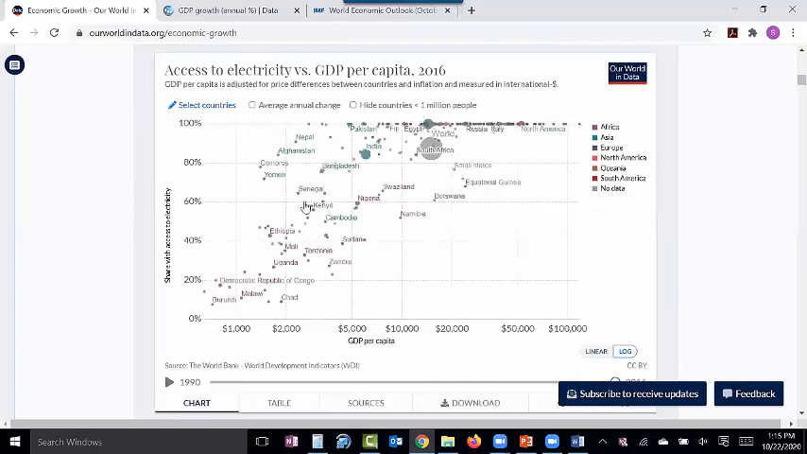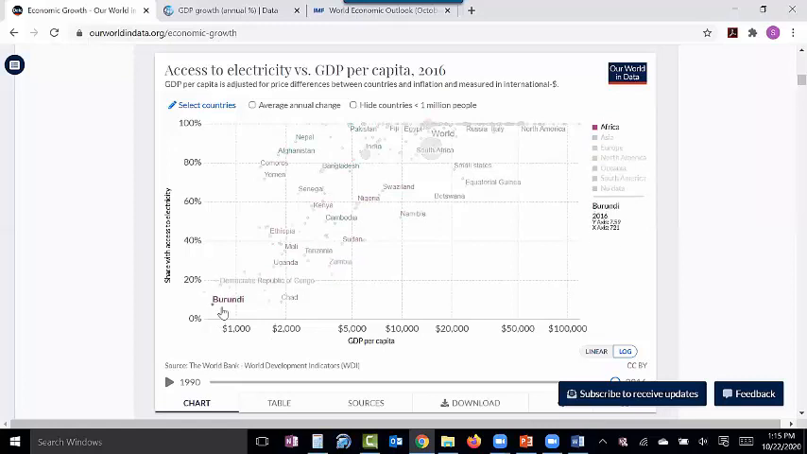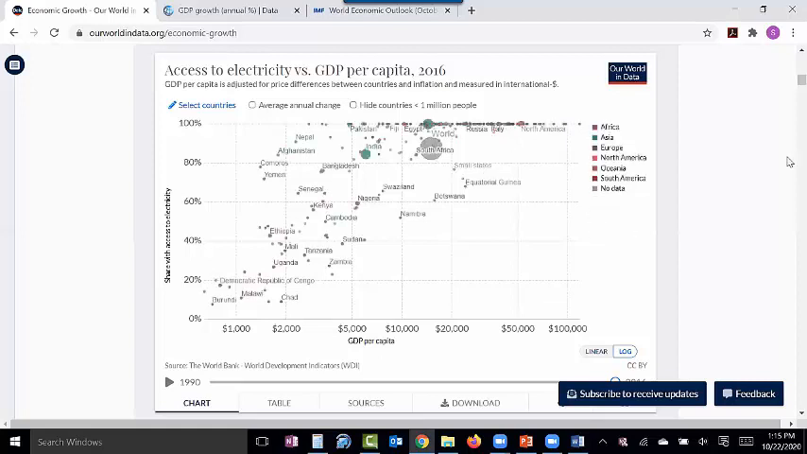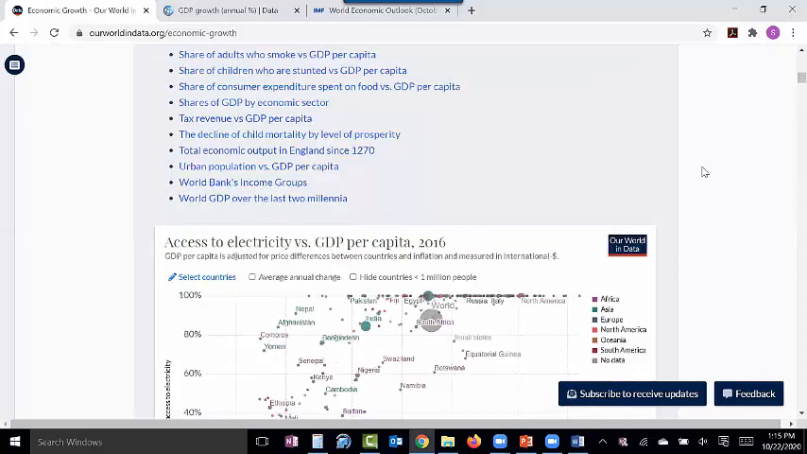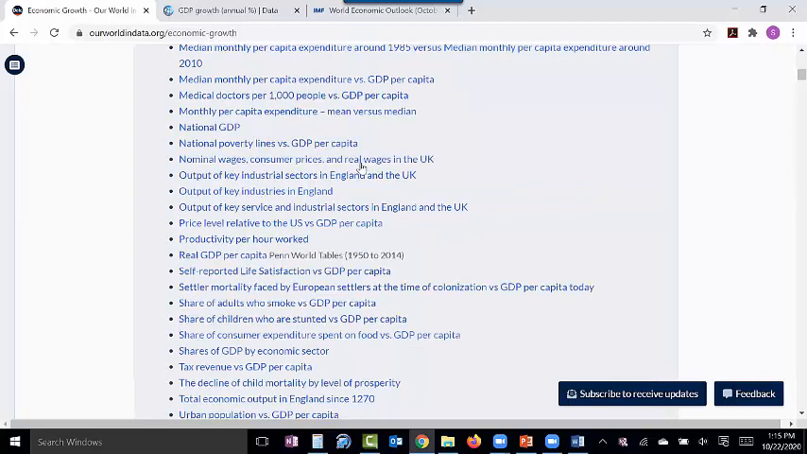And so you can see countries with low GDP per capita, a lot of them, very few people have access to electricity. And then you go up here, the higher countries, they all have access. So it's not just about having stuff. It's about, what was one of these other ones?